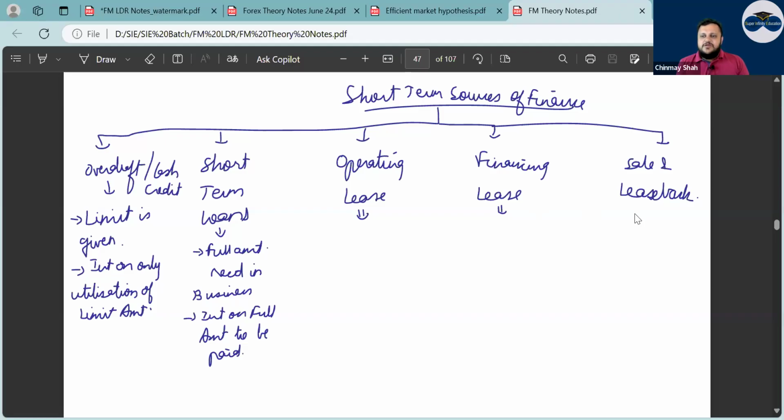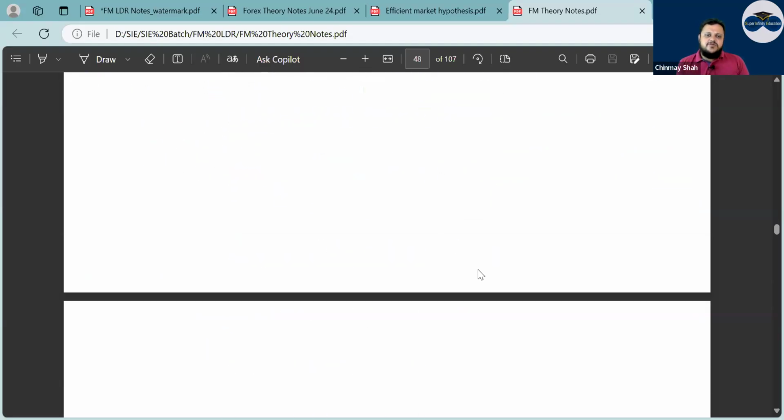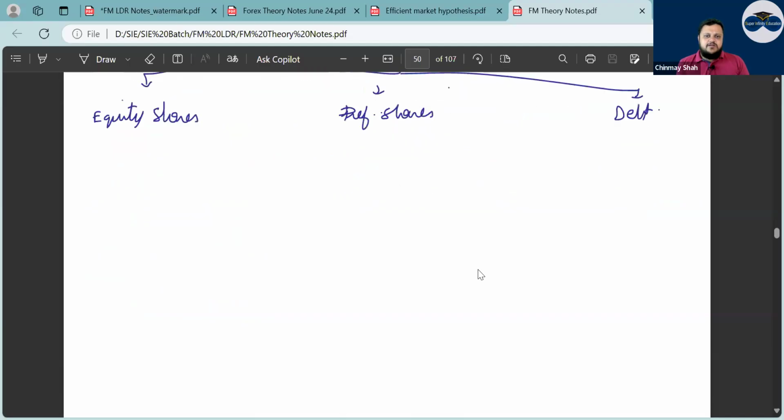Sale and leaseback means what? See, you have a very big asset, but your borrowing capacity is very low. No one is giving you a loan, but you need money for some expansion. So you sell that asset to the bank and lease it back from the bank. By selling it you get a big amount, and slowly through the lease you pay the amount back to the bank.